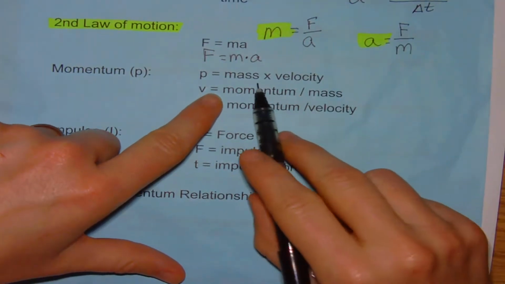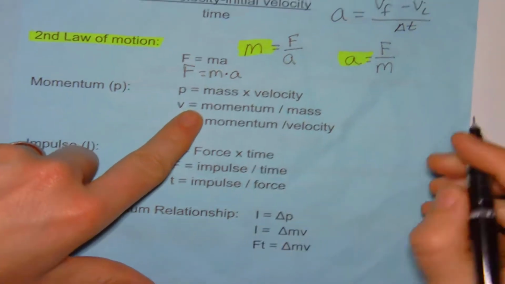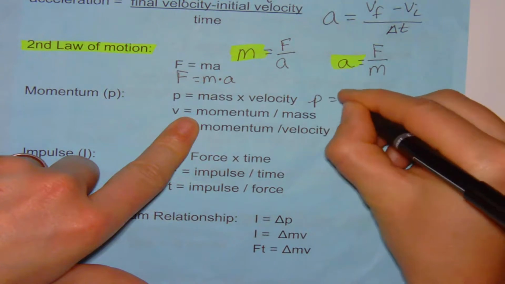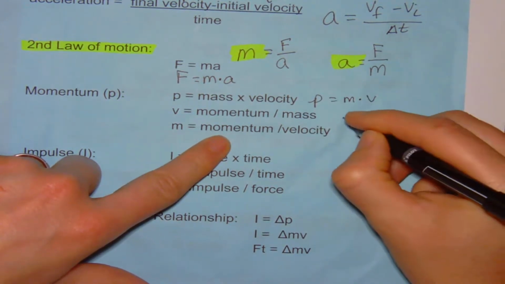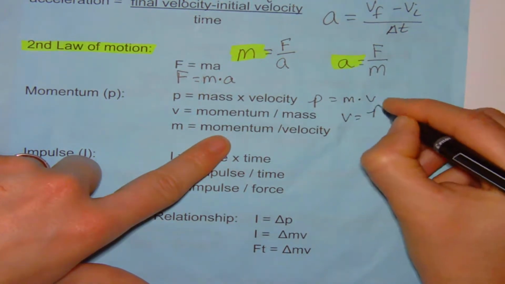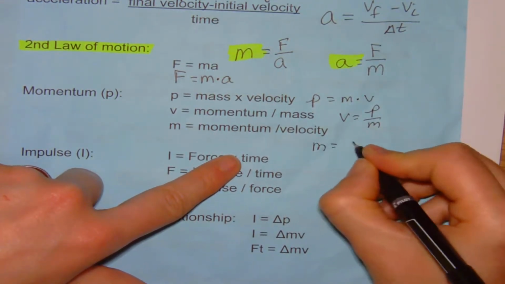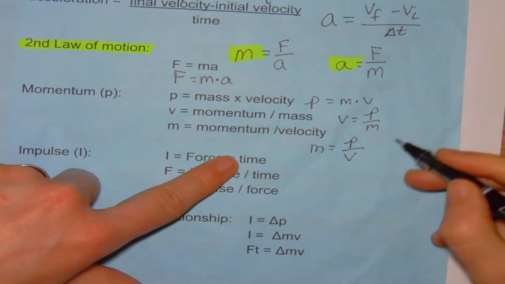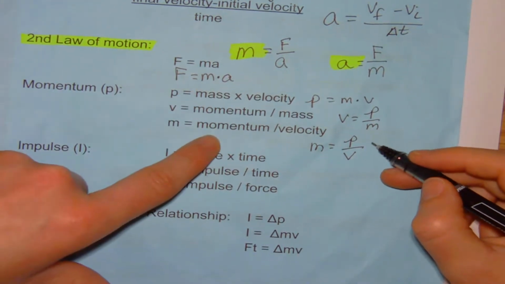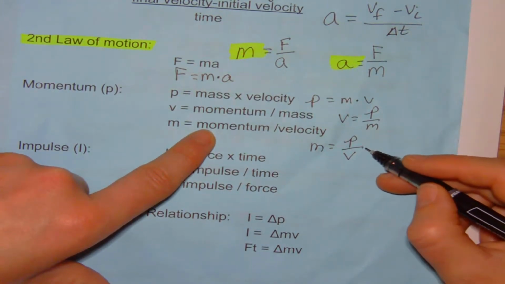So on your formula sheet, we know it's mass multiplied by velocity. So if you wanted to write it like this, you could. If we solve for velocity, it's momentum divided by mass. And if we were solving for mass, it's momentum divided by velocity. So all I did is just rearrange those and write them out in a different form. All right, but you should already have those.